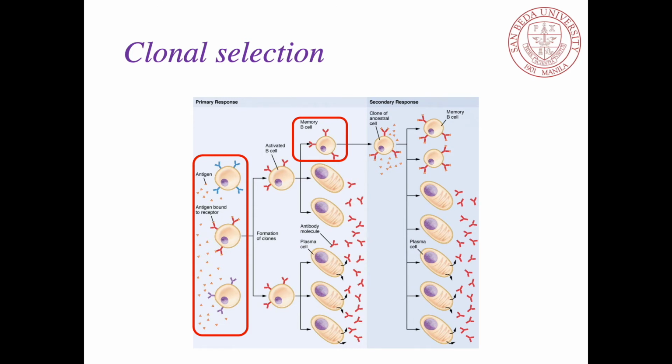the memory B cells would now be able to help skip a few steps in this whole humoral immune response. So you now have directly a proliferation of these memory B cells and direct differentiation to plasma cells to produce the antibodies. So now you have a quicker response second time around.